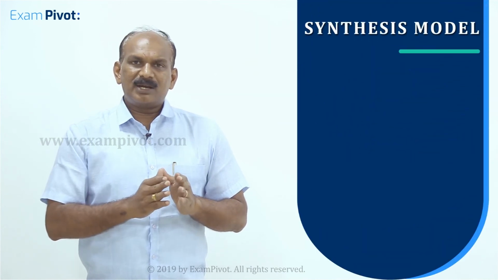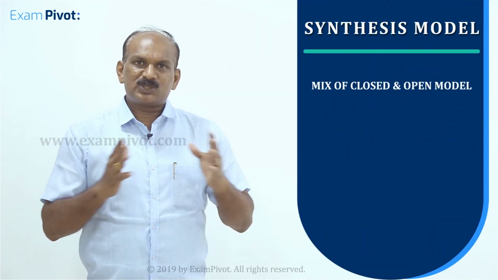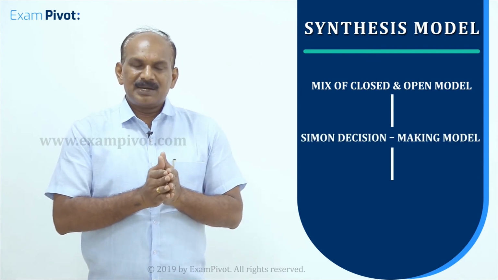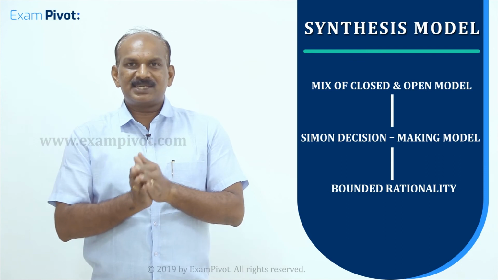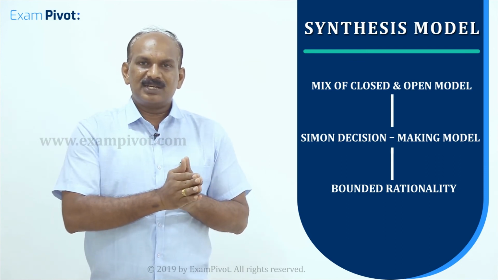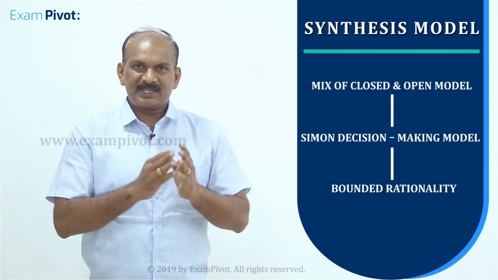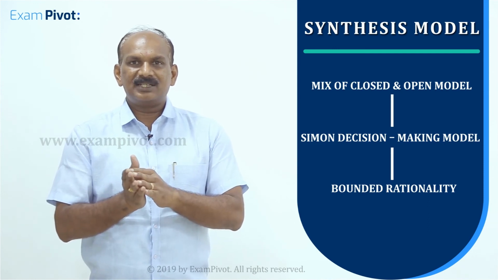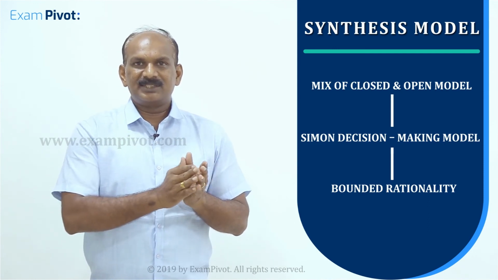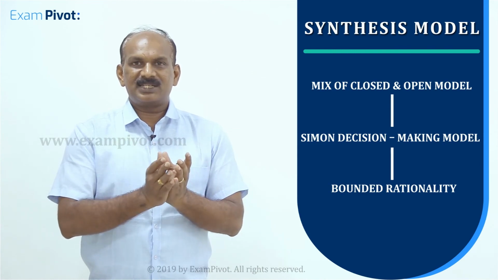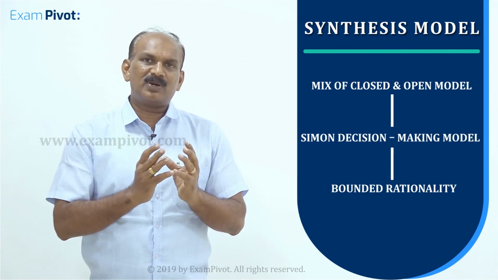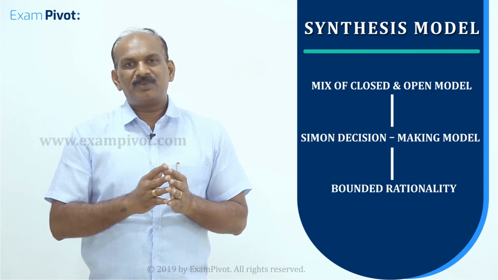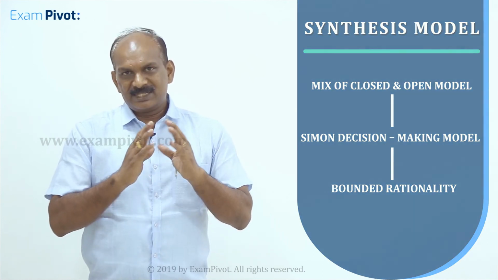Now coming to the in-between of these two extremes, there is the synthesis model, that is a blend of both science and technology and values. For the synthesis model, the real aspect is rationality coupled with irrationality. We call it bounded rationality, where the synthesis model is exemplified in the form of Simon's decision making model.